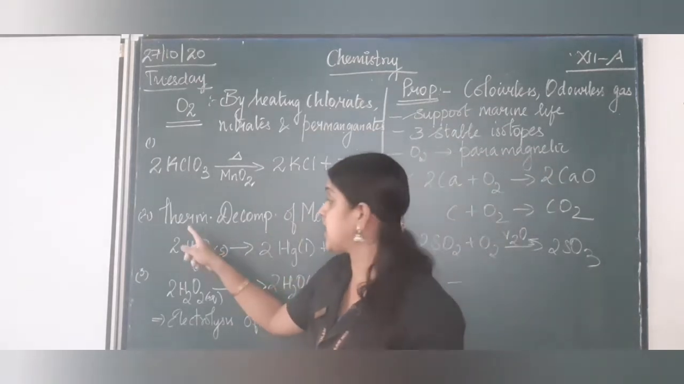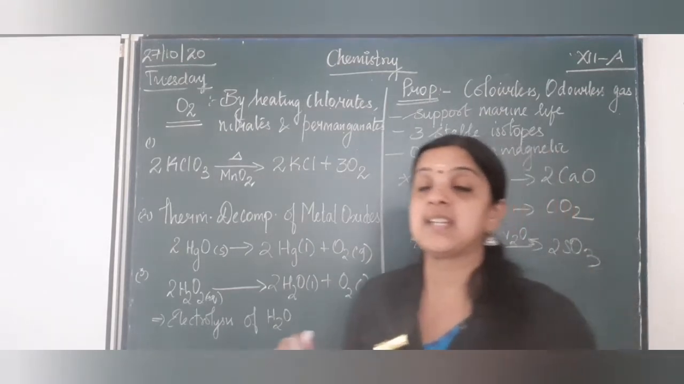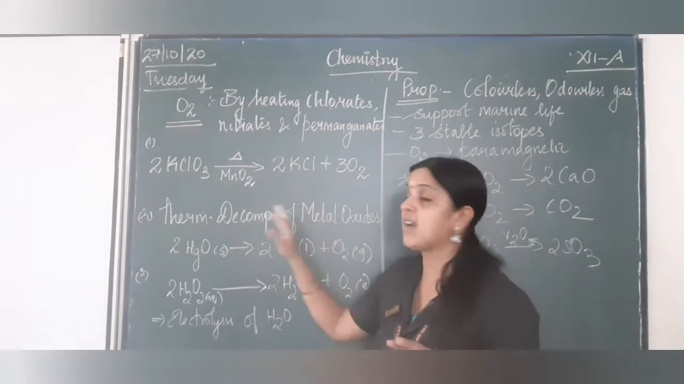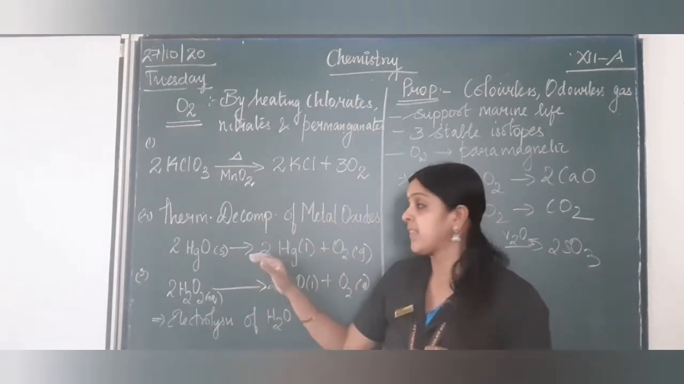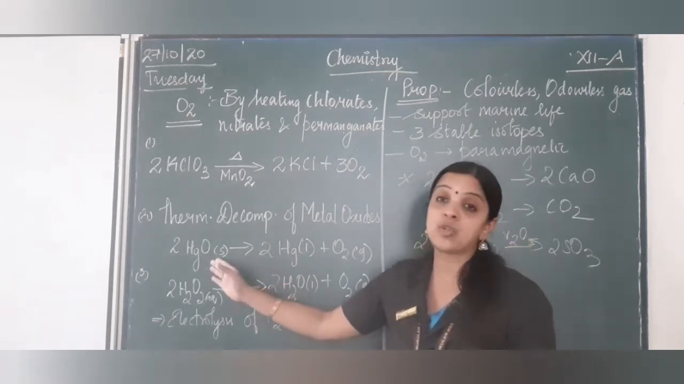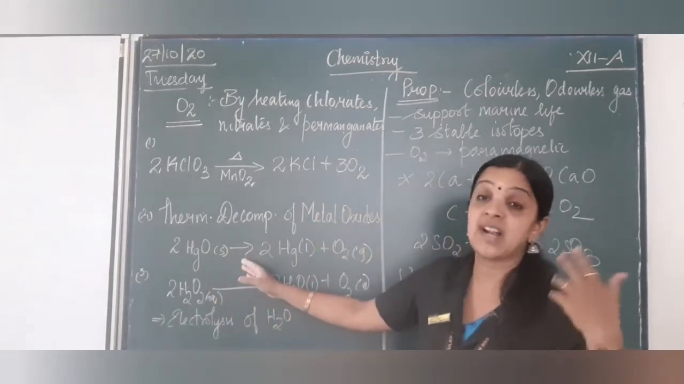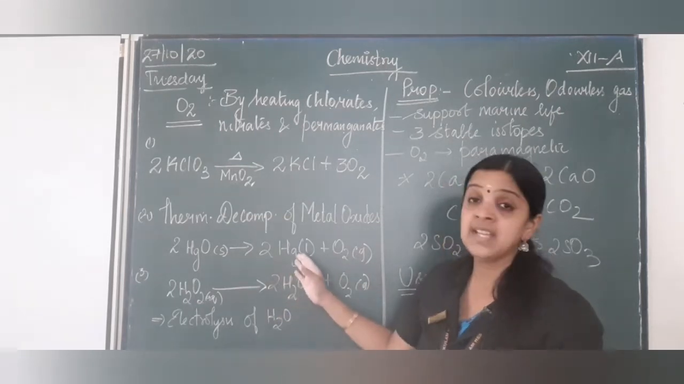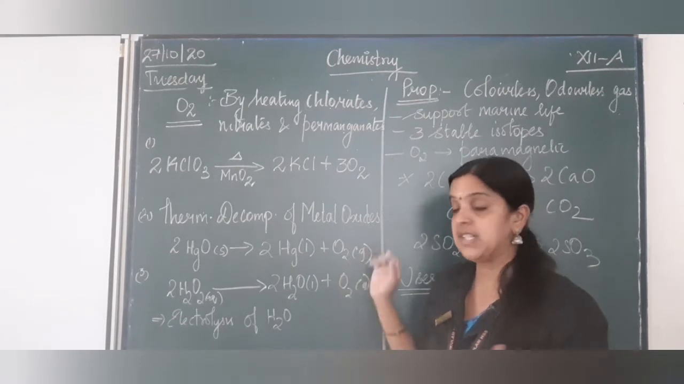The next one is thermal decomposition of metal oxides. That is in the electrochemical series, we have low metal oxides and high metal oxides. So when they undergo thermal decomposition, you get your dioxygen. It can be lead oxide, silver oxide, or mercuric oxide. So mercuric oxide, when it is heated, undergoes thermal decomposition to form mercury and also releases dioxygen gas.